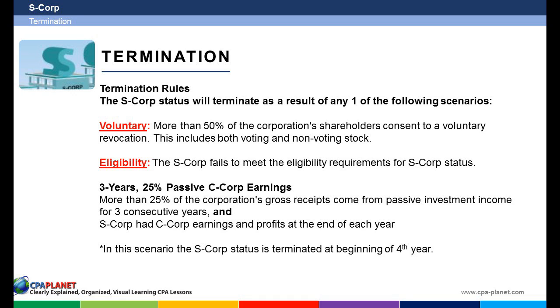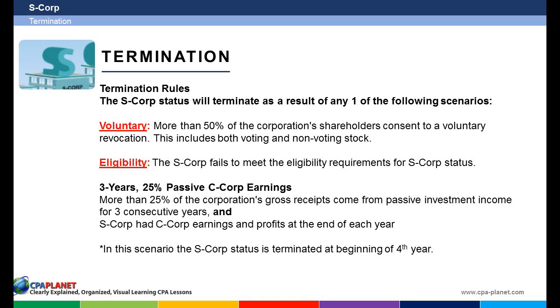Eligibility requirements. If it fails to meet the eligibility requirements for S-Corp, then it is no longer an S-Corp. So, for example, it goes from 100 shareholders to 101 shareholders. It's no longer eligible. If a C-Corp buys them, it's no longer eligible.